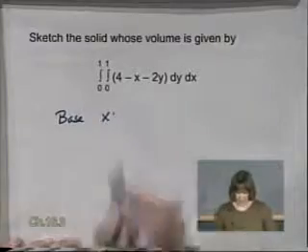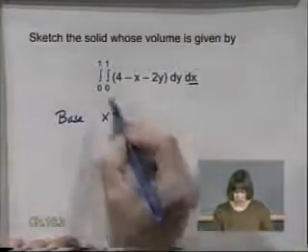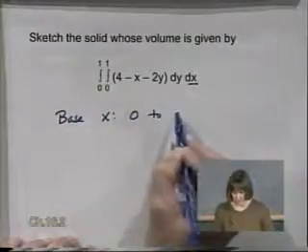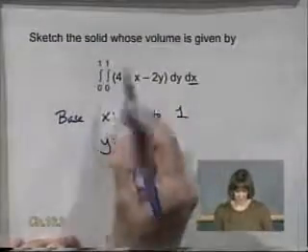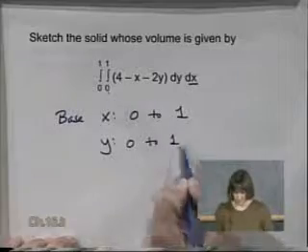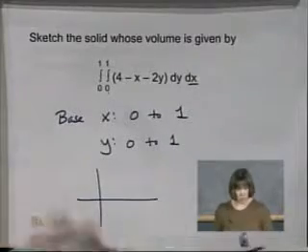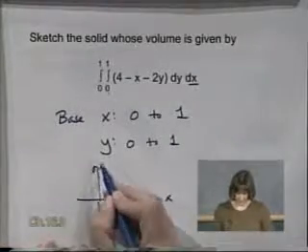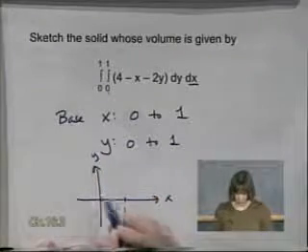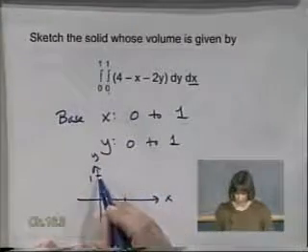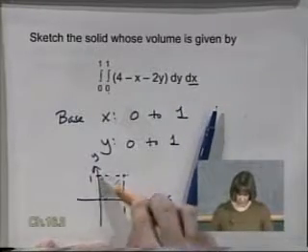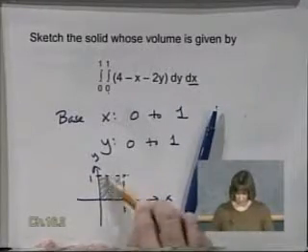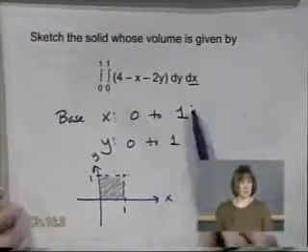x has ranging from what to what? X is ranging from 0 to 1. And y is ranging from what? From 0 to 1. If I just drew something in the xy plane, x is going from 0 to 1, y is going from 0 to 1. And we're talking about this lovely little square, x ranging from 0 to 1.